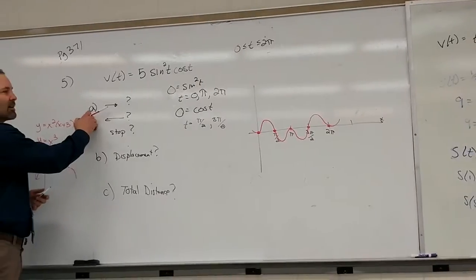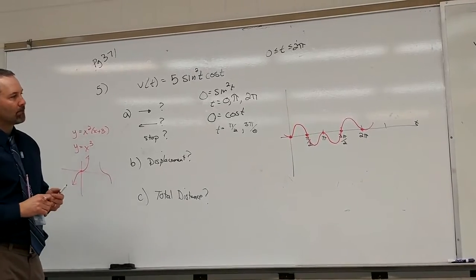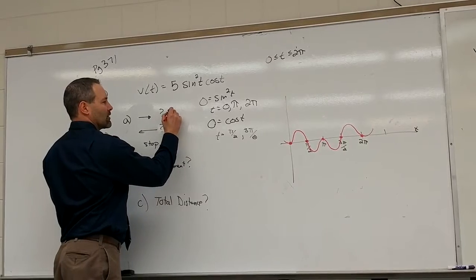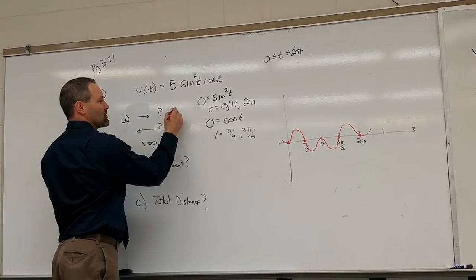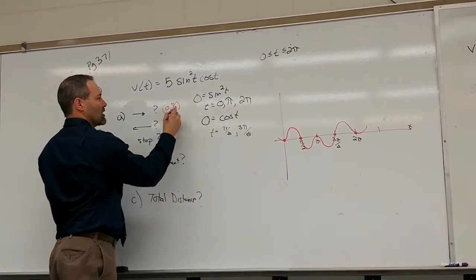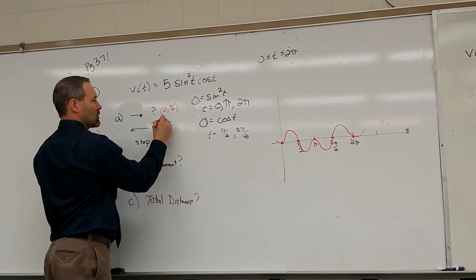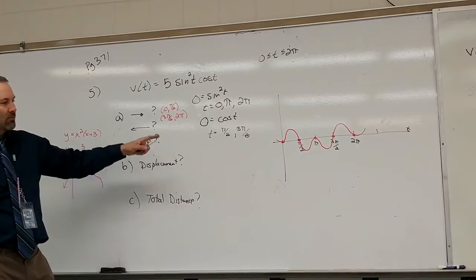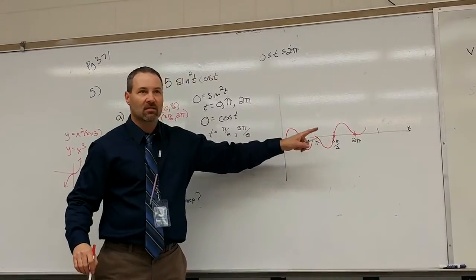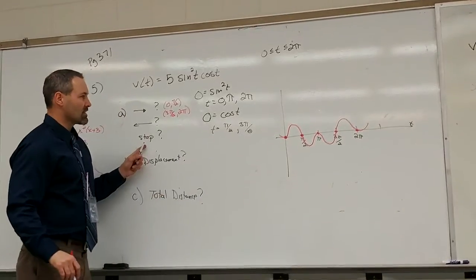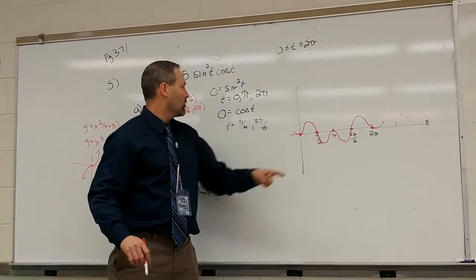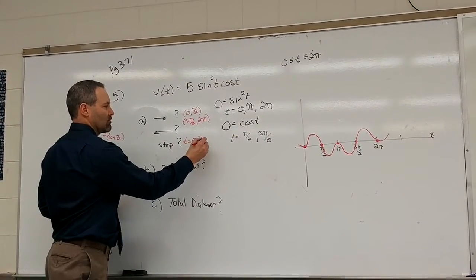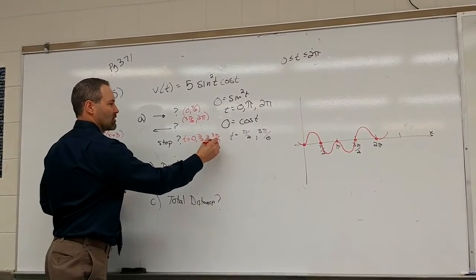So, where does the particle move to the right? Between 0 and pi over 2, and then 3 pi over 2 to 2 pi. Good. Left would be right here, correct? It stopped at all those: t equals 0, pi over 2, pi, 3 pi over 2, 2 pi.